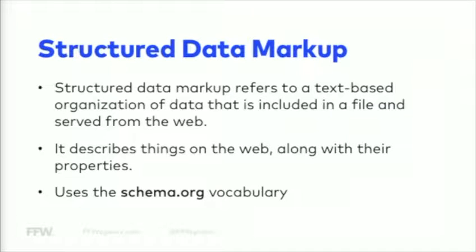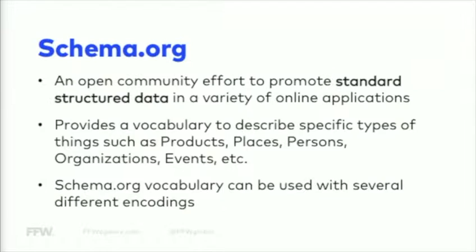Basically what schema.org is, is an open community effort to promote standard structured data in a variety of applications. In other words, it provides a vocabulary to describe specific types of things that we find on the web. Examples include products, places, people, organizations, events, much like the Hamilton example that we saw. And schema.org is the open standard that defines what the attributes of all of these different types of things are.